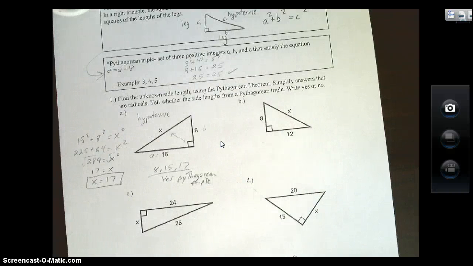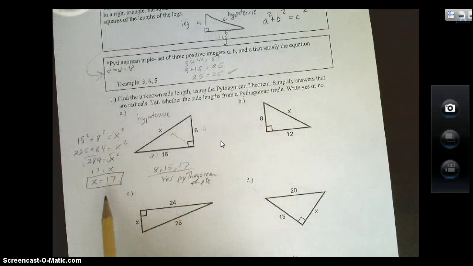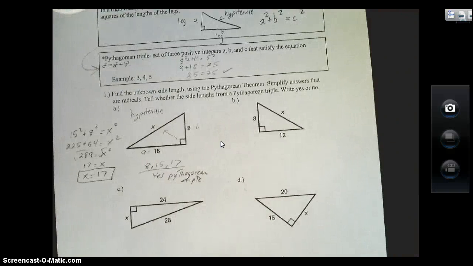Alrighty, there we go. We've answered everything we need to do. We just double check ourselves. Simplify answers that are radicals. We didn't have that. We're good. They form a Pythagorean triple. Okay, let's take a look at a few more here.